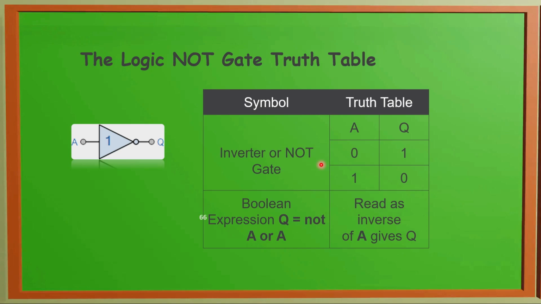So then we have the logic NOT gate. NOT gate is also called as inverter. So we have inverter or NOT gate. It is the simplest gate where the input is inverted. If input is 0, output will be 1. If input is 1, output is 0. It is read as not A. Q is equal to not A if my input is A.